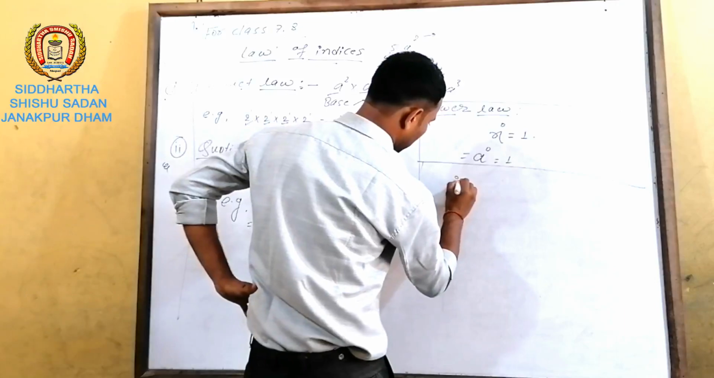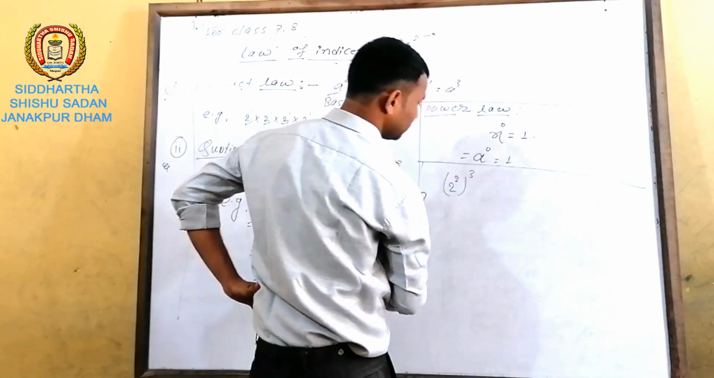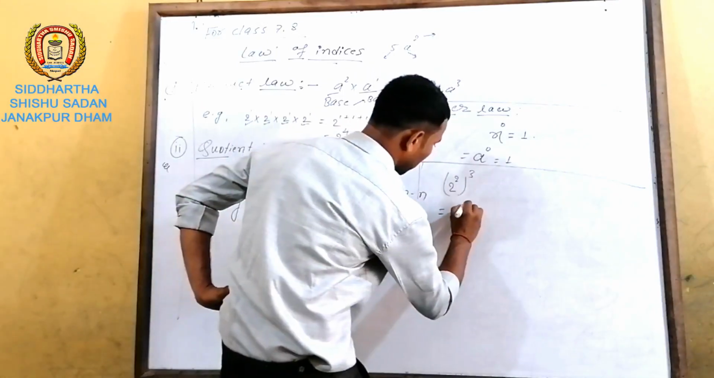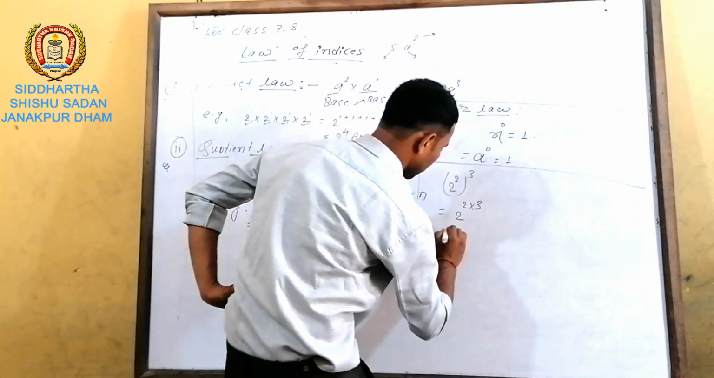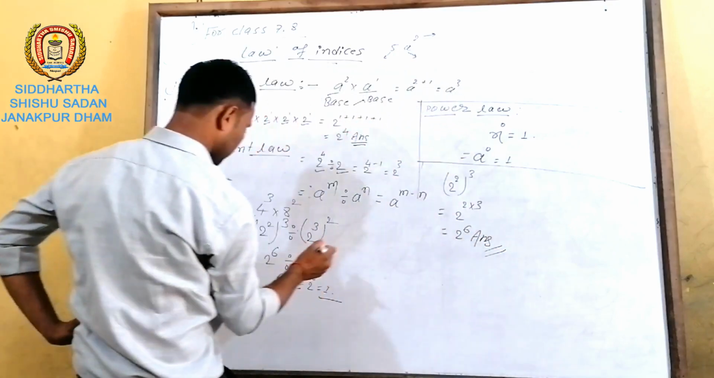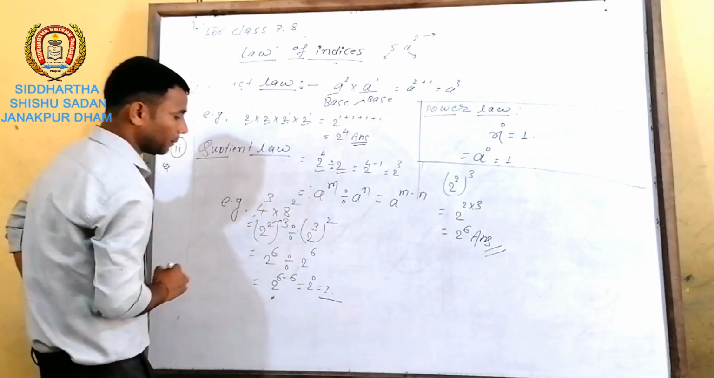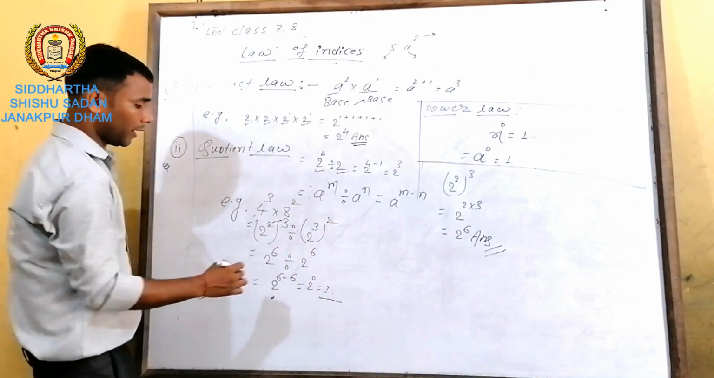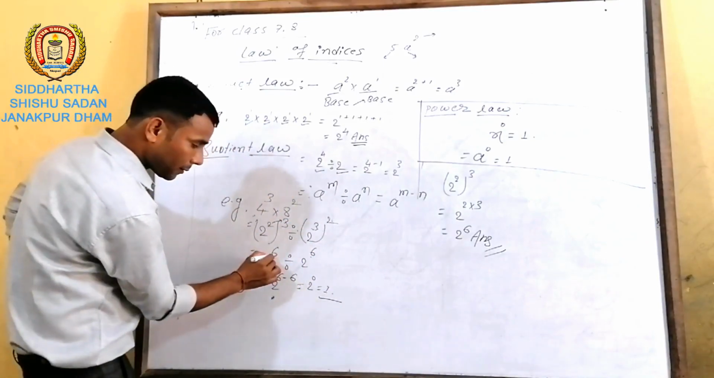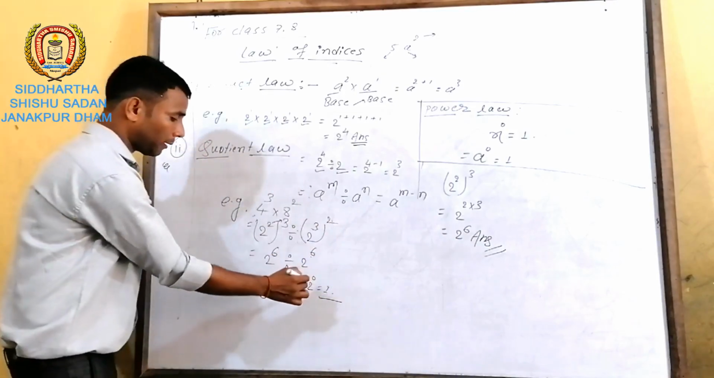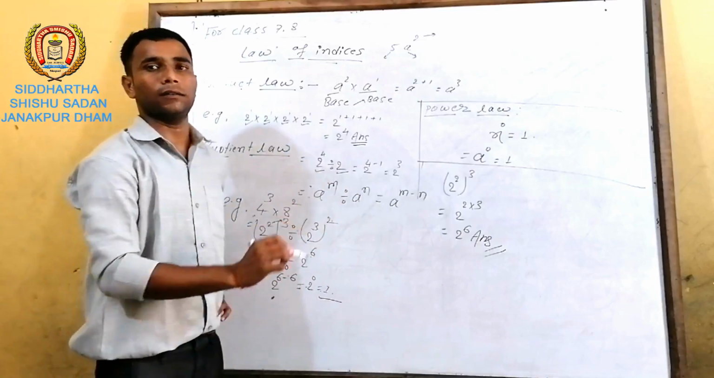Suppose 2 to the power 2 to the power 3. Power law, power is multiplied. 2 to the power 2 into 3, 2 to the power 6. So in this term, power is multiplied. 2 threes are 6, 3 twos are 6. And in the quotient, power is subtracted, 6 minus 6 is to the power 0. Anything to the power 0 is equal to 1.